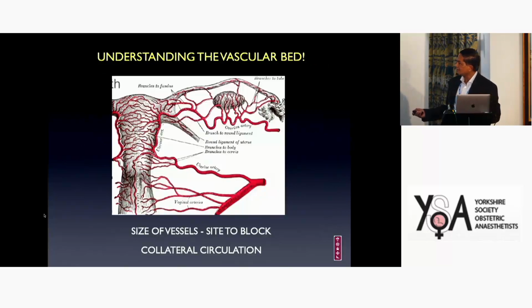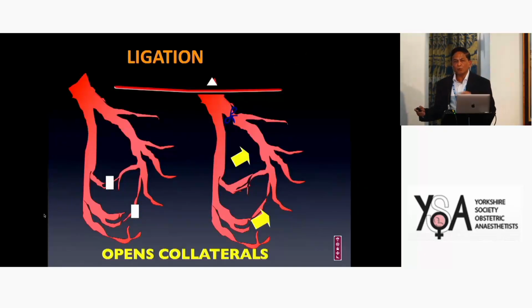Now the thing that's important is this particular circulation has extreme collateralization, especially with pregnancy. There's a huge amount of collateralization. So why, when your obstetrician says, I'm going to ligate the internal iliac, does it not work? If you ligate the anterior internal iliac, it tends to flow through collaterals and come and fill the bed. So that's why ligation doesn't work in many cases.